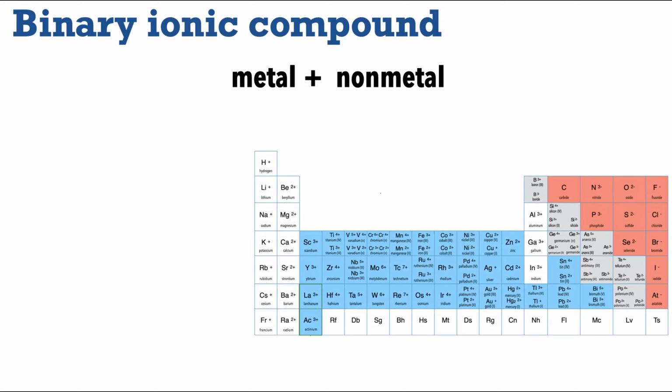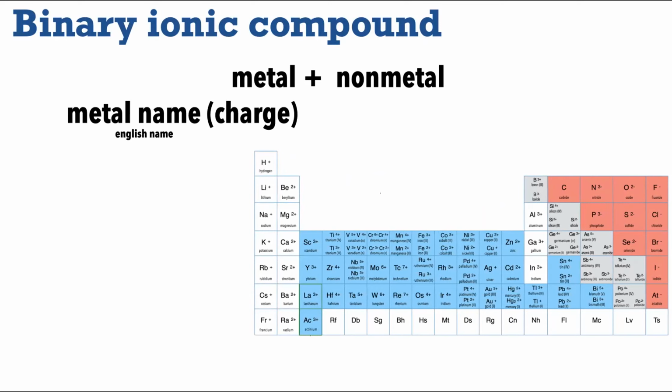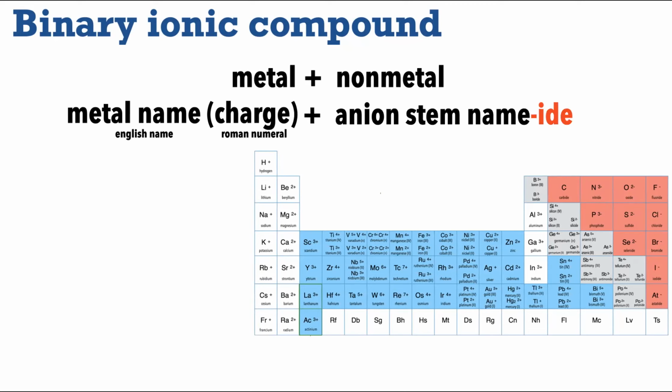For this lesson, we'll apply the rule using the English name for the metal, and enclosed in parentheses are the charges, which we will write in Roman numerals. And then we'll get the anion name again, using the suffix -ide to replace the last letters of the anion. Let's start with one of these transition metals, iron.